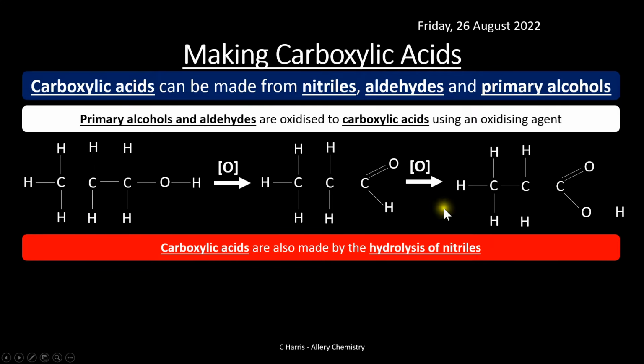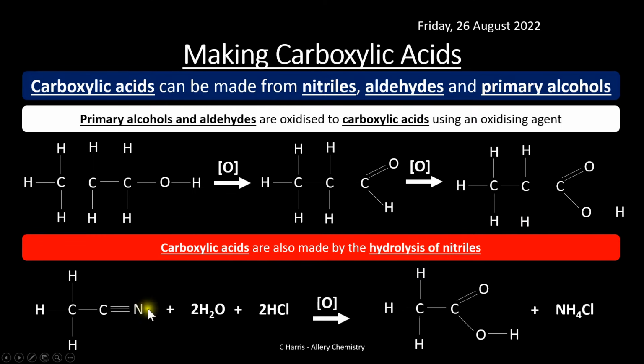But they can also be made by the hydrolysis of nitriles, which you will have seen previously as well, but not this reaction. So there's your nitrile there. Nitriles have this CN group, a C triple bond N group, at the end there.